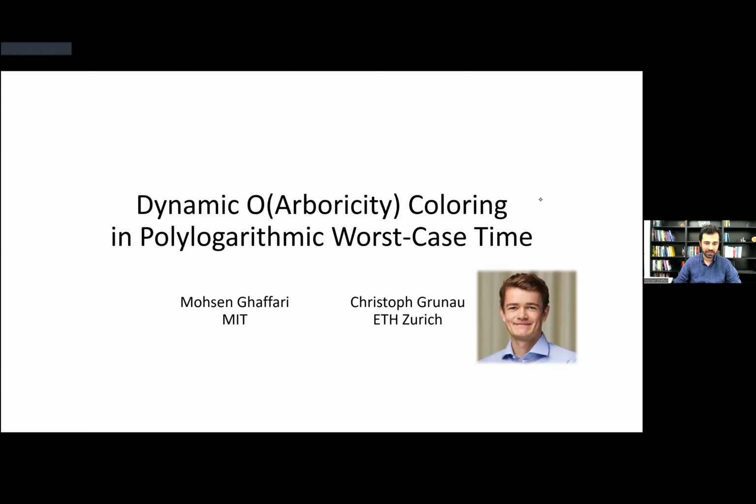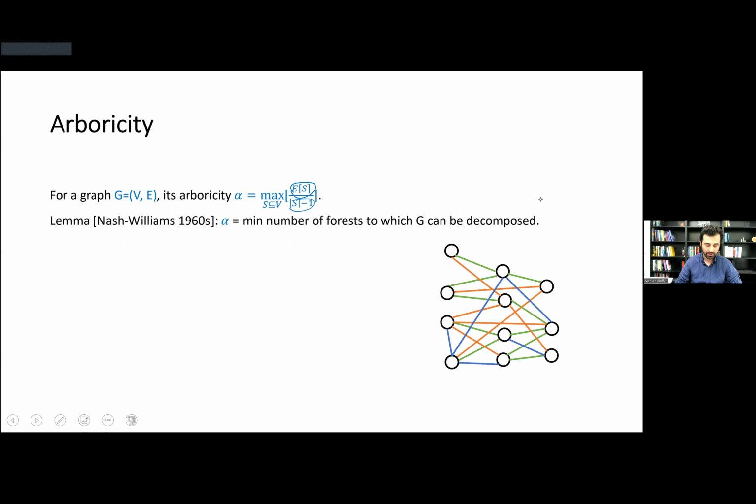Let me start with a quick reminder about the definition of arboricity. It's a measure of the density of the subgraphs in the densest region. Technically, if you look at any set S of the vertices, we take the number of edges divided by the number of vertices minus 1, round it down, and take the maximum of these. By a classic result of Nash-Williams, this is equivalent to another definition, which is the minimum number of forests to which we can decompose the graph.